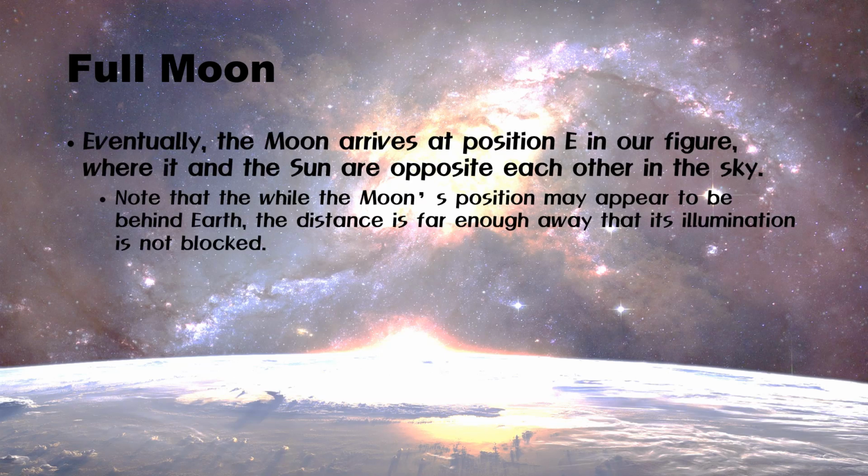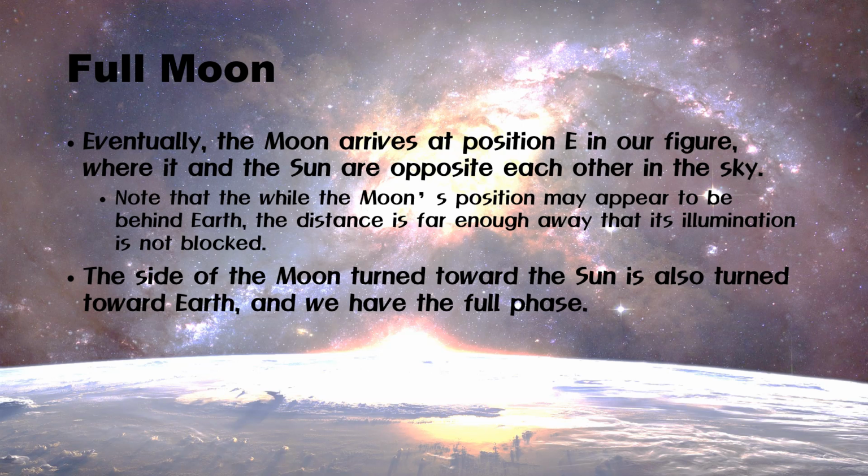Eventually, the moon arrives at position E in our figure, which of course is on the exact opposite side of the Earth. So it's now in that shadowed side, where it and the sun are opposite of each other in the sky. The Earth is now actually in the middle. Note, while the moon's position may appear to be behind Earth, in that shadow region, the distance between the Earth and the moon is actually far enough that its illumination is not blocked. So the sunlight is still able to hit the moon and reflect. Now the side of the moon turned toward the sun is also turned toward Earth, and so this is why we have a full phase. We can see the full moon during this time.